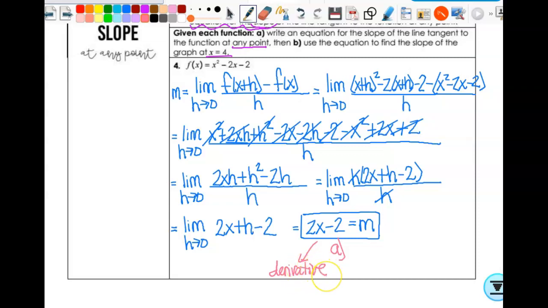So derivatives, huge part of calculus. This is one way to find the derivative. The derivative of this function gives me this equation, and that is the slope of the line tangent at any point. It gives me the slope of the tangent line. Then part B says use the equation to find the slope of the graph at x equals 4. So when x equals 4, what's the slope? 6. And this is the B part.